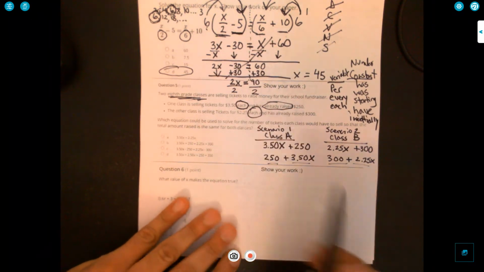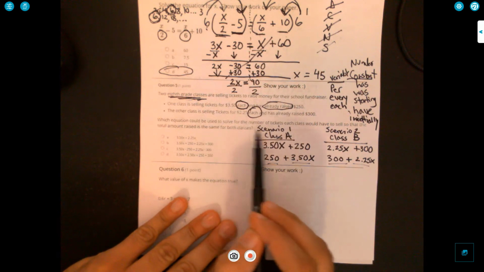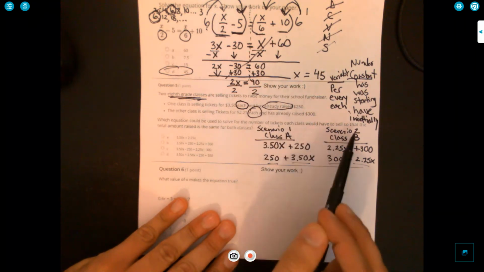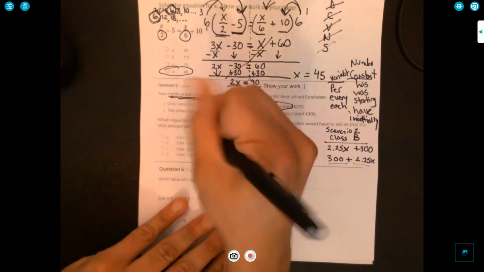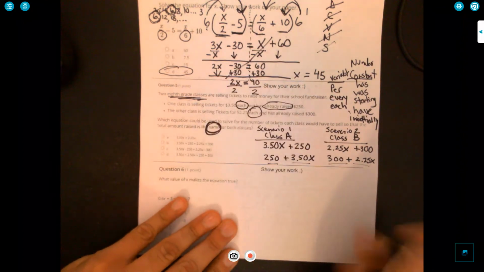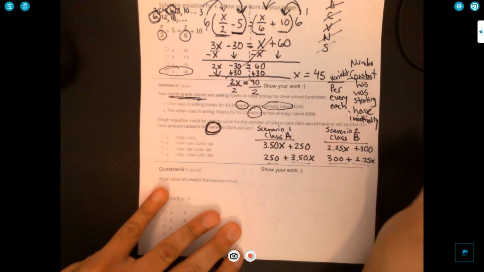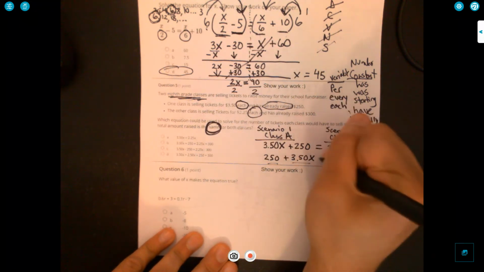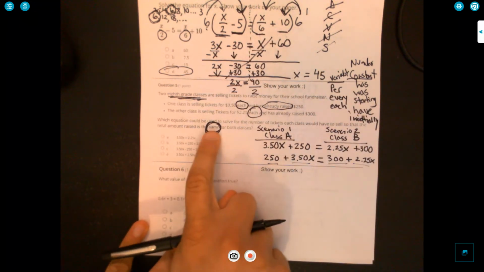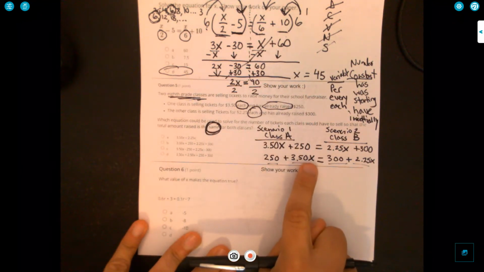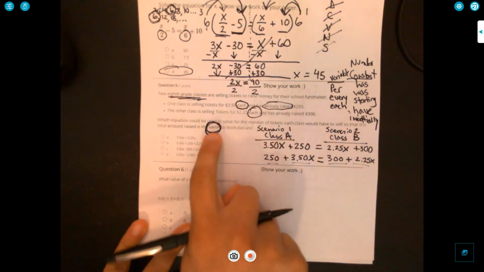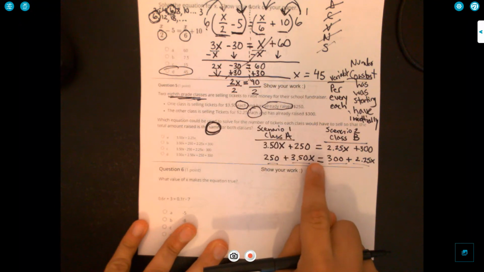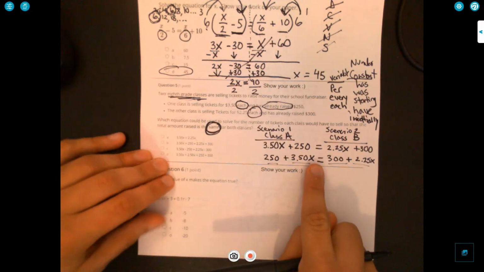Terms, anyway. Right, so it's asking which equation to be used to solve the number of tickets each class would have to sell so that the total amount raised is the same. Keyword is the same. So we're not going to have an inequality. We're going to have an equal sign between the two. So whenever it says it wants us to solve x or set up an equation and it says the same, that means we're going to set the 2 expressions equal to each other to become an equation.